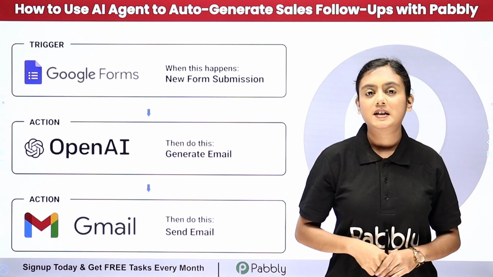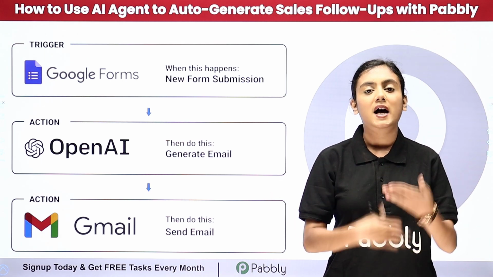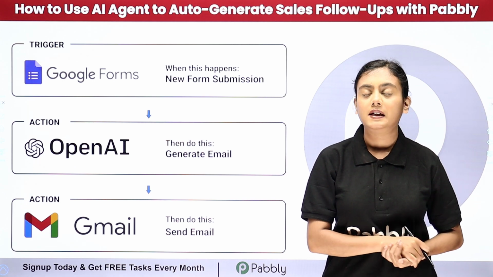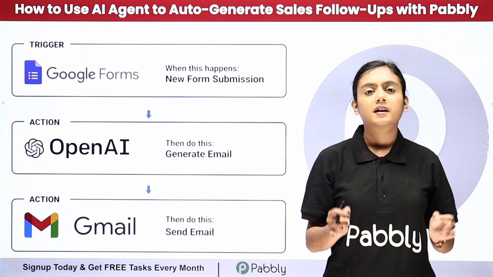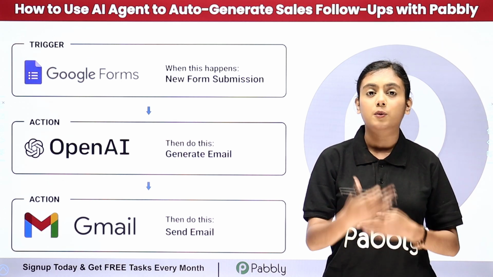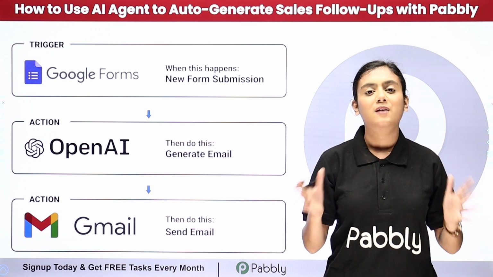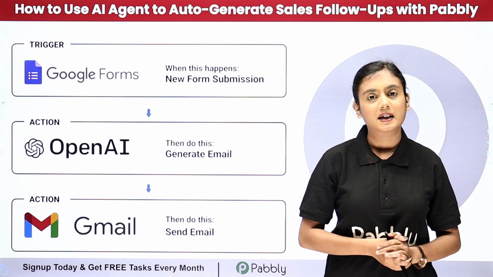So I'm an owner of a tech company, and using Google Forms, I have created a form with the help of which I receive the customers' feedback or the inquiries that they have. Replying to all the feedback manually, creating the email, sending follow-ups to them manually is very time consuming. So for doing all of that, I have created an AI agent using Pabbly Connect.